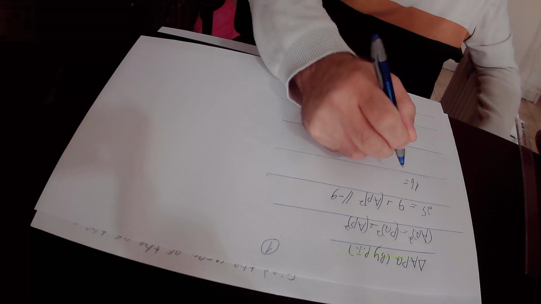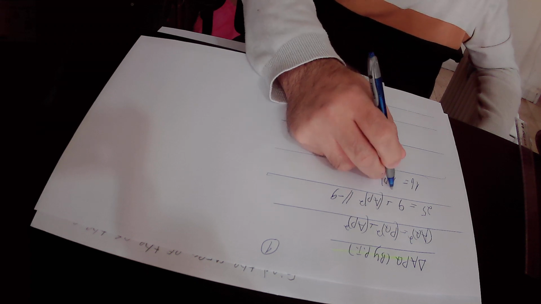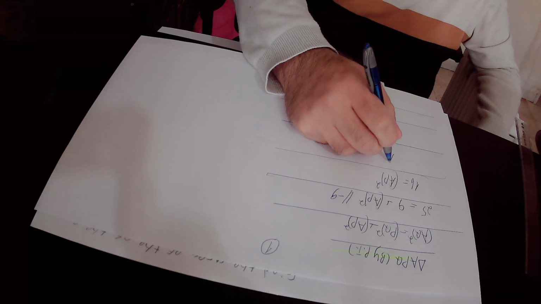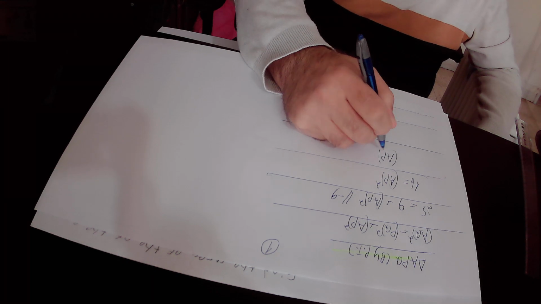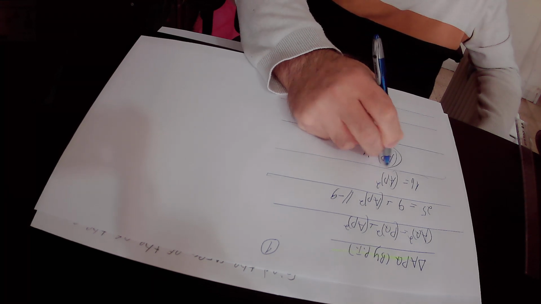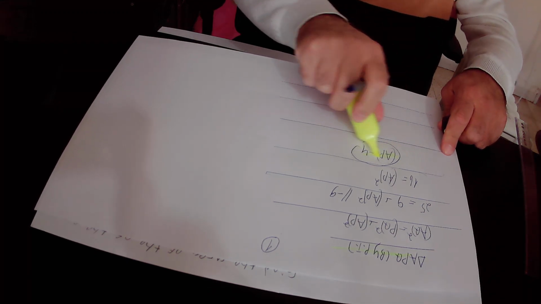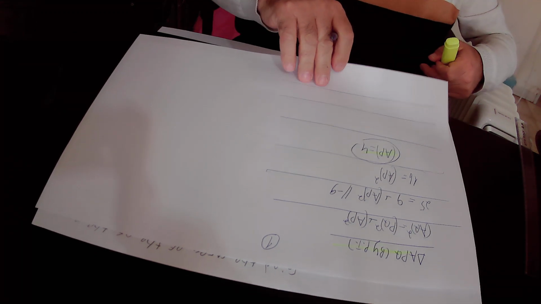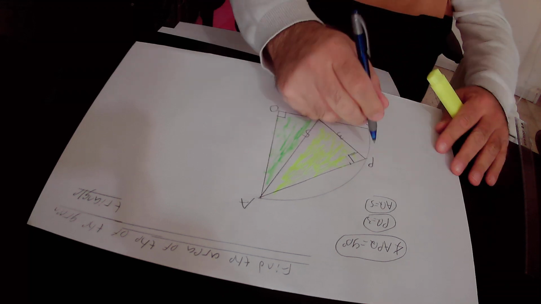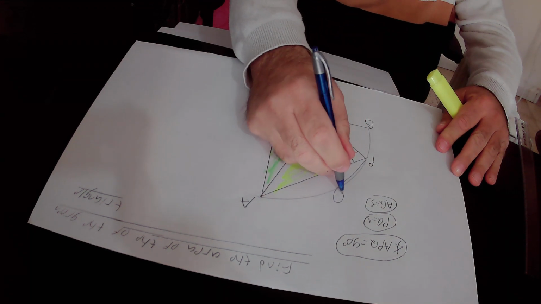16 equals AP square. Here we take the square root of this equation, and finally we get that AP equals the square root of 16, that is 4. Square root of 16 is 4. So AP equals 4. PA or AP equals 4 units in length.